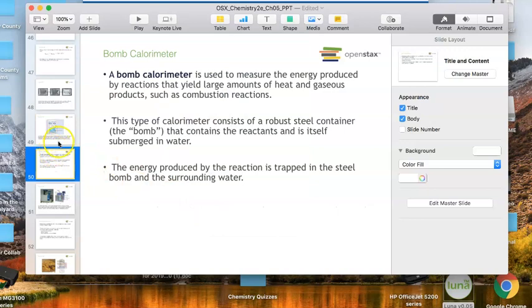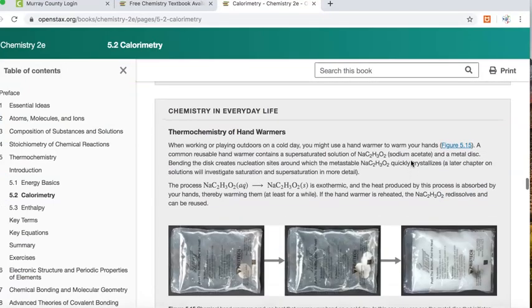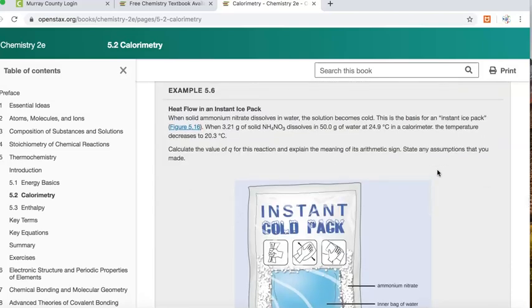So let's see. We have an example here in your textbook. Let me move on to the textbook here. Here's example 5.6. You're having to calculate again the Q for a reaction, and this is a reaction between ammonium nitrate and water. Okay, and so it gives you the mass for the ammonium nitrate and the mass of the water, and it tells you that temperature decreased by 20.3 degrees.